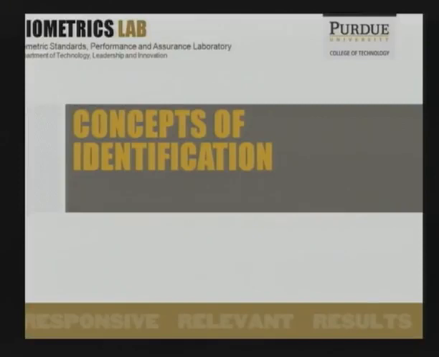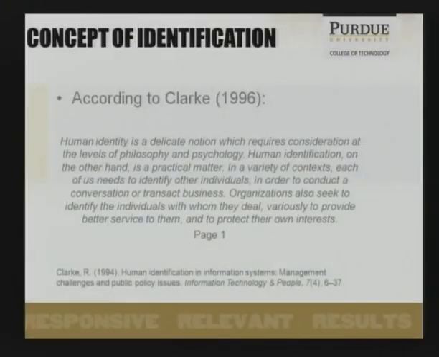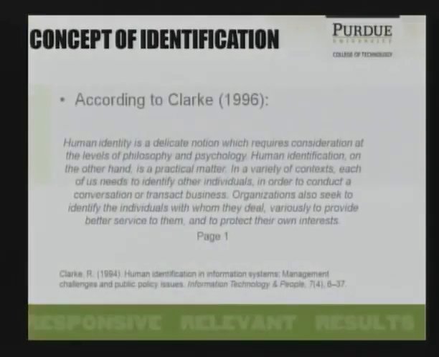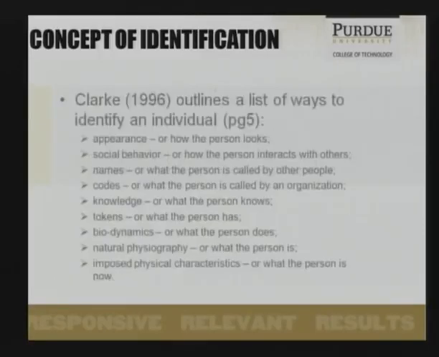In order to do that, we need to take a look at the concepts of identification. Now, this is a long quote, but it's from Clarke in 1996. He says, human identity is a delicate notion which requires consideration at levels of philosophy and psychology. So we'll take a look at the next sentence, which is a little bit easier: human identification, on the other hand, is a practical matter. And how we do that is interesting.